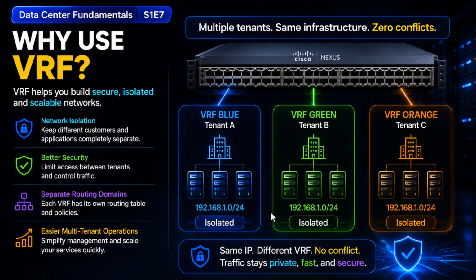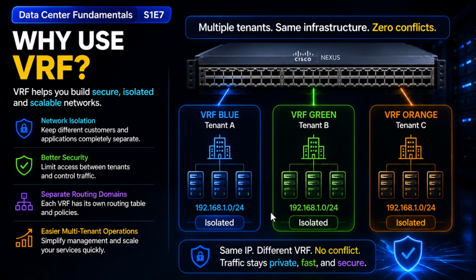The third benefit is support for overlapping IP addresses. Different customers can use the same private IP range such as 192.168.1.0/24. Because each network exists in a different VRF, there is no routing conflict.